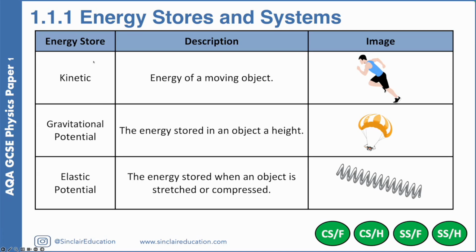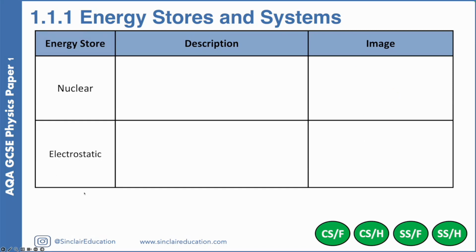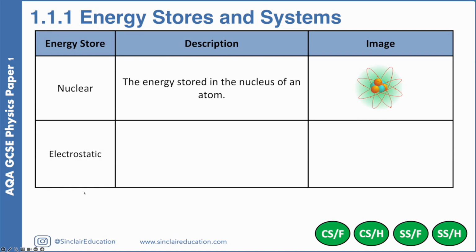It's why there's an equation that we need to use for kinetic energy, for gravitational potential, and also elastic potential. We have nuclear energy too. Now this is the energy that's stored in the nucleus of an atom, and that more will get tested when we look at radioactivity later on within the paper. And again, this tends to lean into the separate science content when we look at fission, but it doesn't mean that as combined science you don't need to know that we do have nuclear energy, and that is the energy stored within an atom.